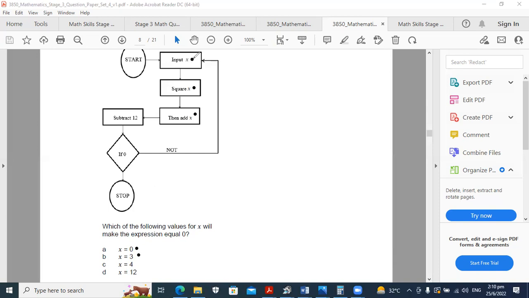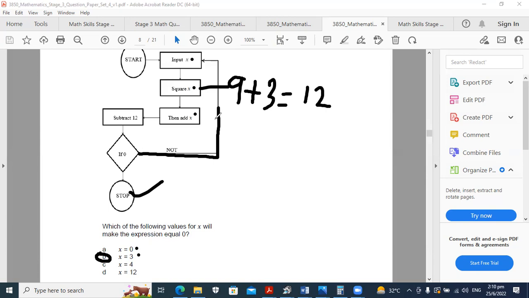Let's try 3. You input 3, and then 3 squared is what? 9. And then you add x again, which is actually 3. So 9 plus 3 is 12. Right? And then you subtract 12 from 12, you get what? 0. So that's the answer. Is it? Yes, sir. Because if it's not 0, it goes along this path here and goes back up and tries again until you get 0. So in other words, it will only end if you get 0.